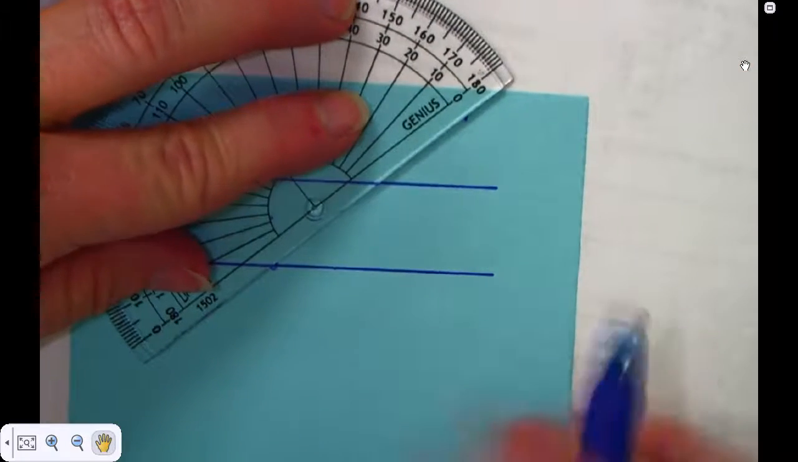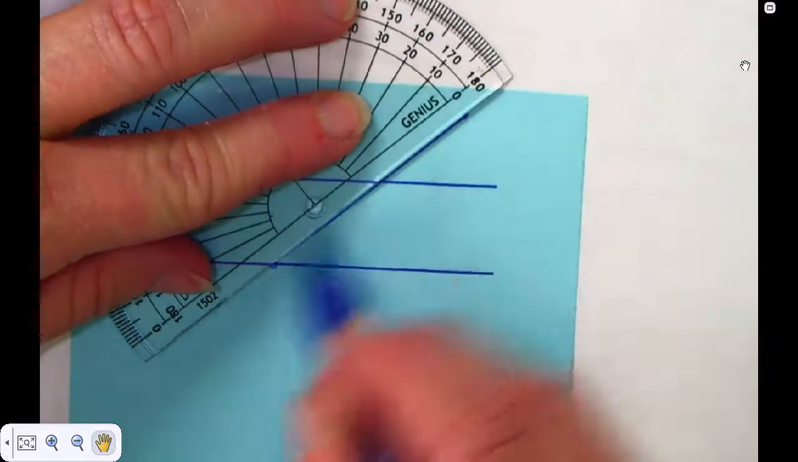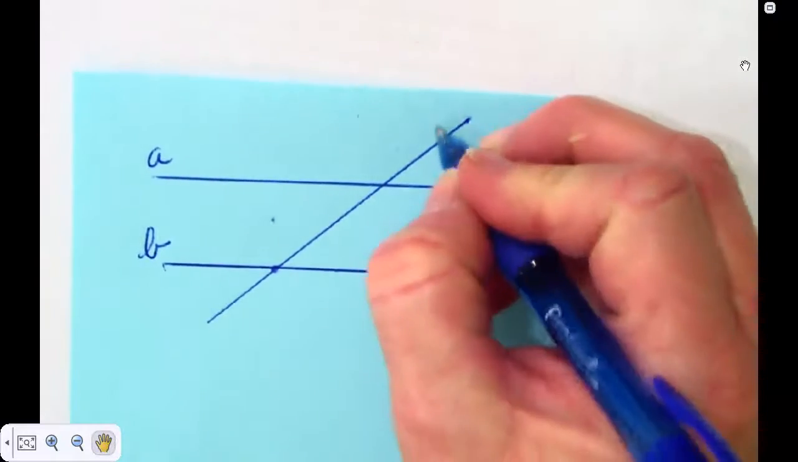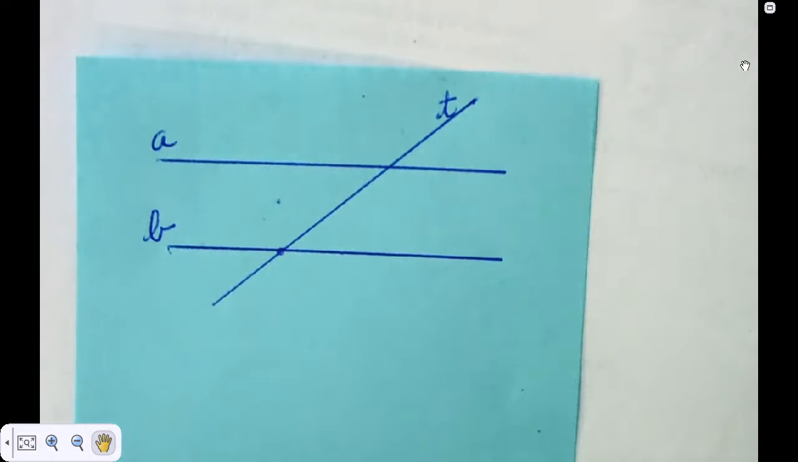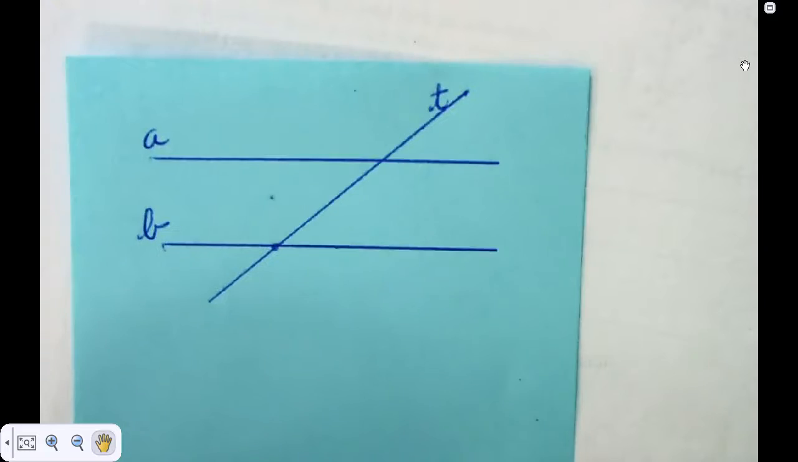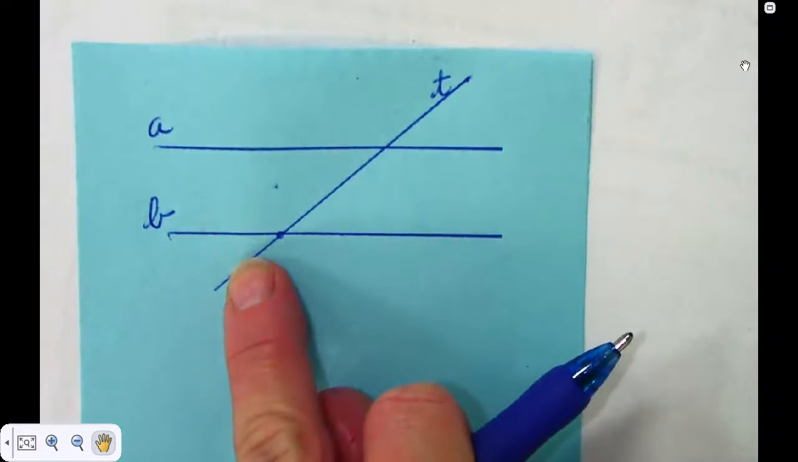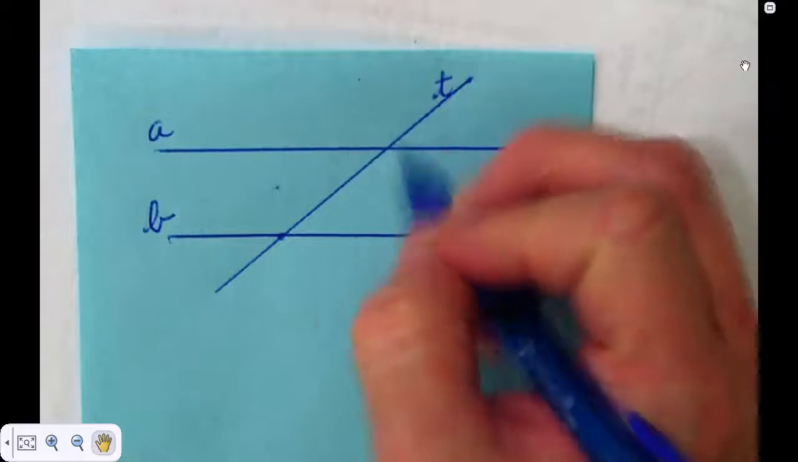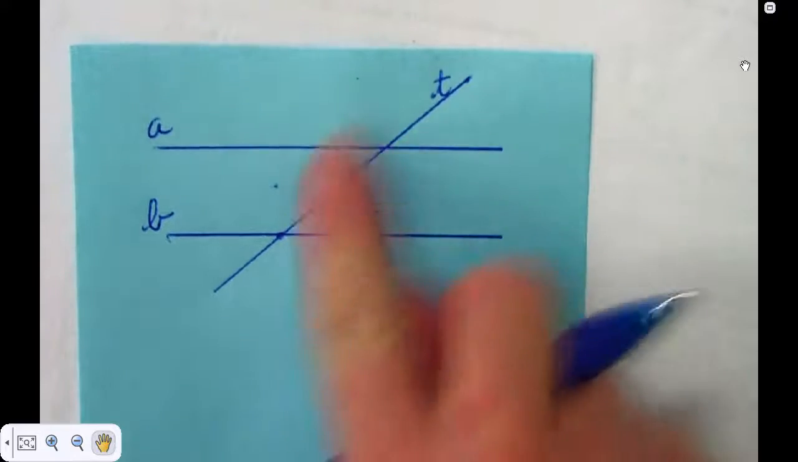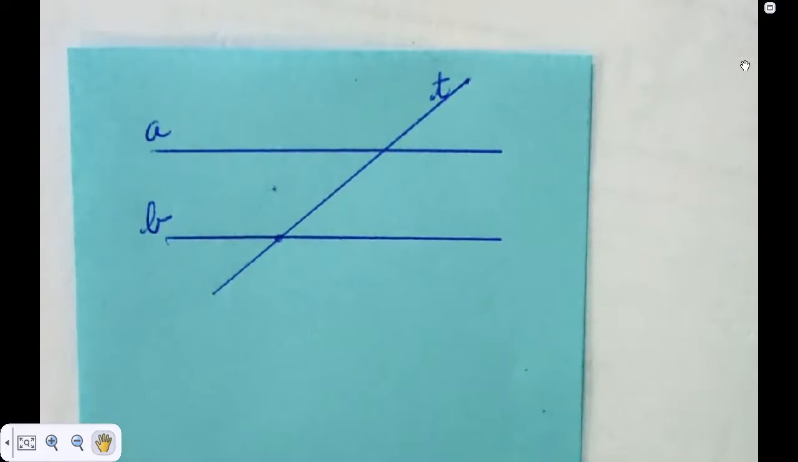It's not always called T, but we're going to use T for right now just to get used to it, to learn that it's a transversal. Sometimes they call it K or different letters. I just want to use T for right now until we learn that that is the transversal. So once you get your transversal drawn, you can number your angles 1 through 8, however you want.